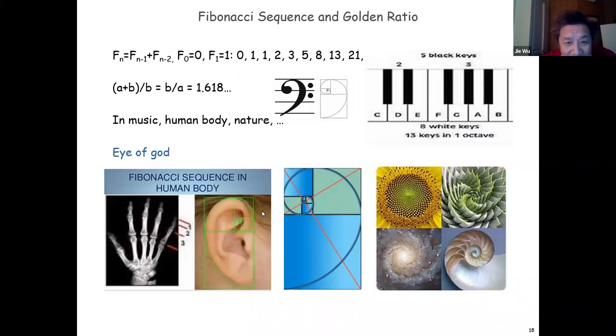Even the human body, for example your fingers. This is the bone of your fingers. You have three sections, and the lengths are 1, 2, and 3. And some say your ears' shape looks like this rectangle we just drew. So this is about the human body and nature, and your music. You probably didn't know that this is a special notation for a bass clef, drawn based on this Fibonacci sequence or this spiral.